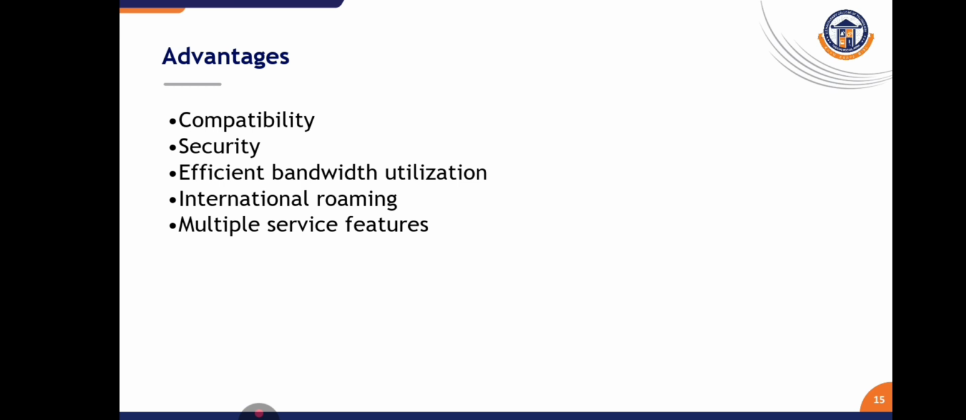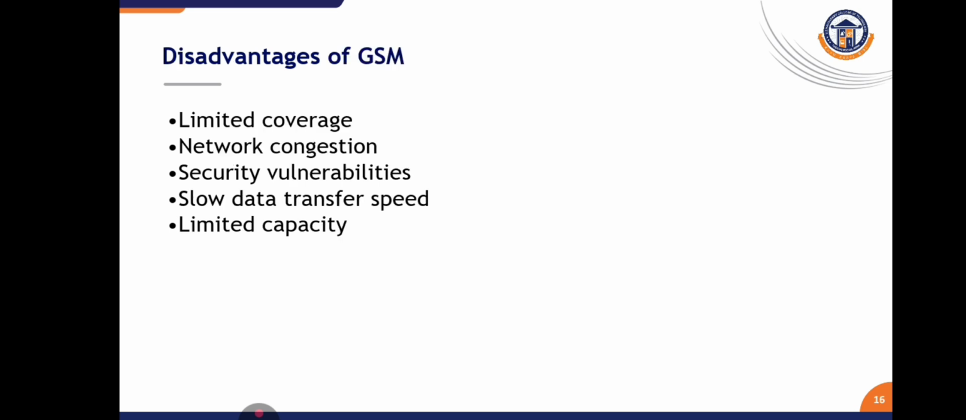And the features: a wide range of features, including call forwarding, call waiting, voicemail, conference call, and more. Disadvantages: limited coverage, which can make it difficult for the user to make calls or access the internet, and network congestion because of dropped calls and poor quality during the peak hours. Security vulnerability: GSM offers enhanced security, and data transfer speed is slow compared to 3G and 4G.